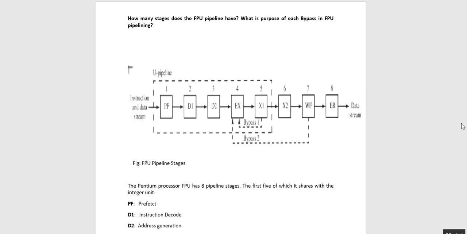Here we are discussing how many stages the floating point unit has and what the purpose of each bypass in the floating point unit is. But before that, we will see what the floating point unit is.